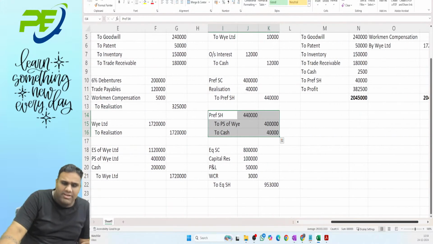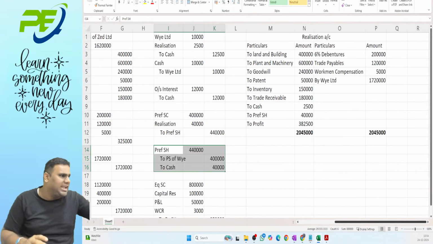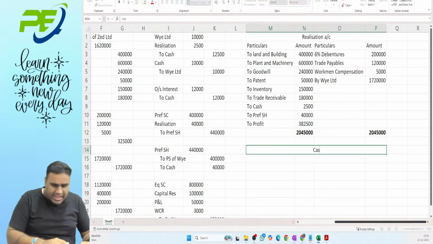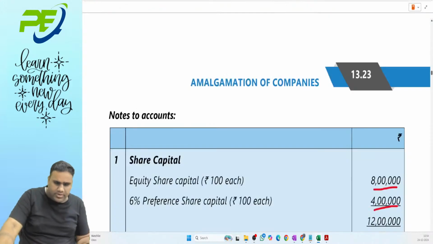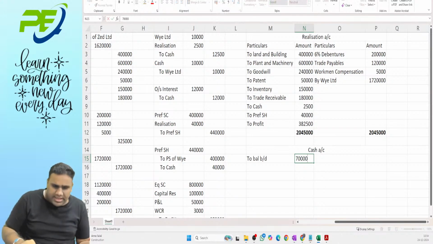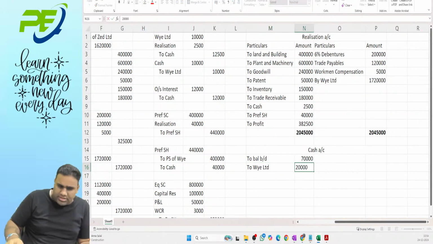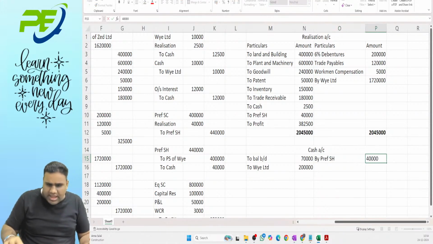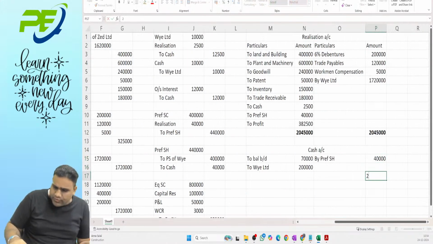Now, what else can be asked? They can ask you to prepare relevant accounts. Now, what are the relevant accounts? Realization account I have already done. Apart from that, they might ask you the cash account. Cash account, to balance brought down, opening balance of cash 70,000. Then we are getting from Y Limited how much? 2 lakhs. Then we are giving to preference shareholders 40,000. And how much to equity shareholders? 215,500.